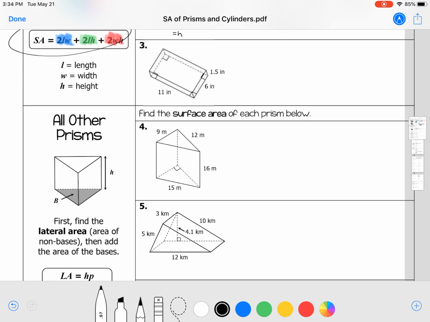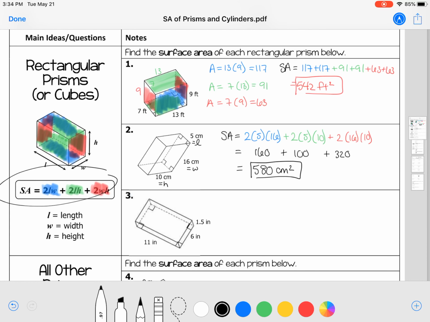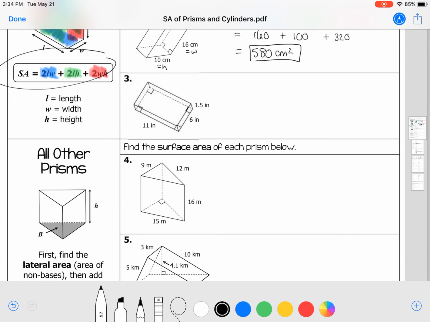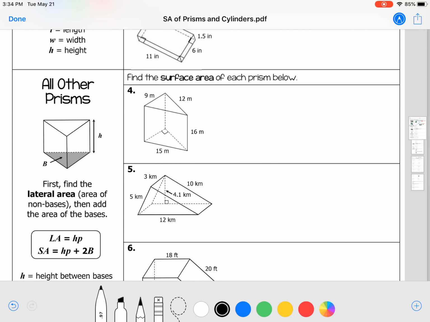The next piece that we're going to talk about is all other prisms. So what do you do? Well, again, I told you there's 2 different ways. You can do the method where, like we did in number 1, find the area of every single face and add them together. Or you can do the method of using this formula. So I'm going to teach you the method of every face first, and then we'll talk about how to find it using the formula. And you can use whichever one floats your boat. I really don't care, as long as you're getting the right answers.